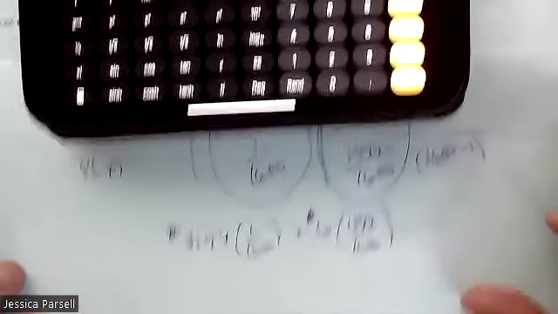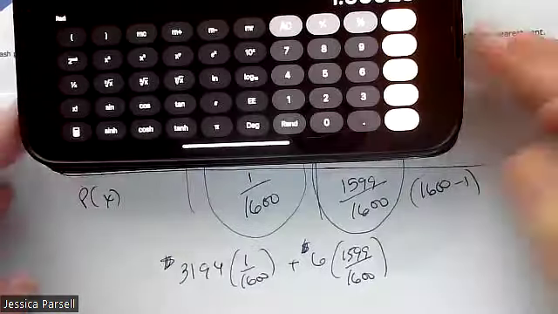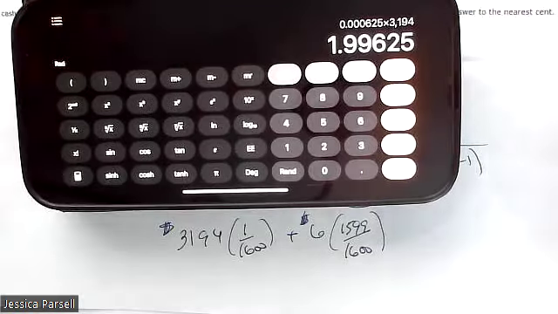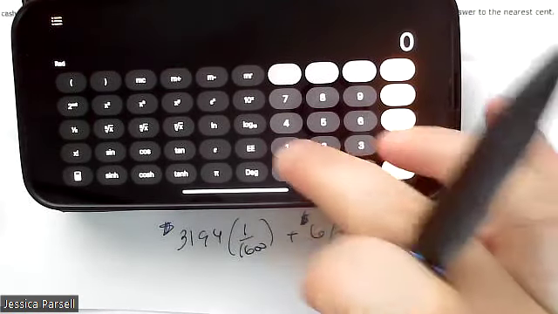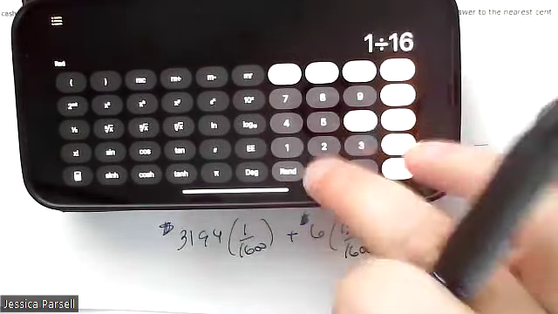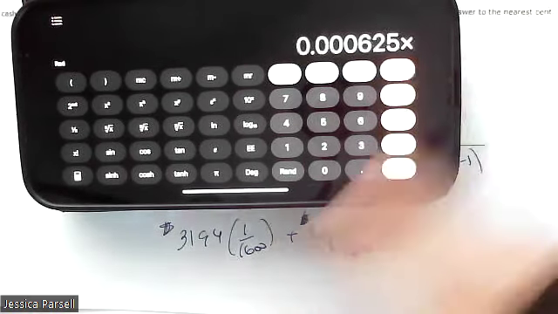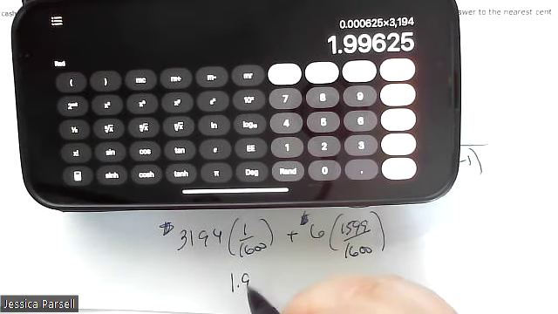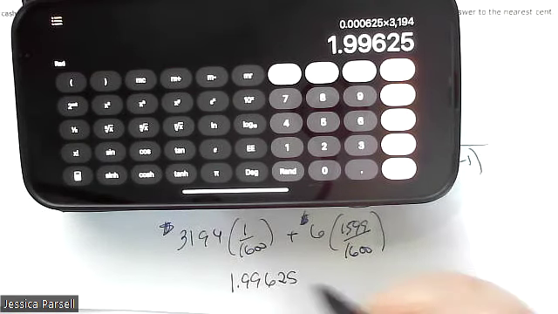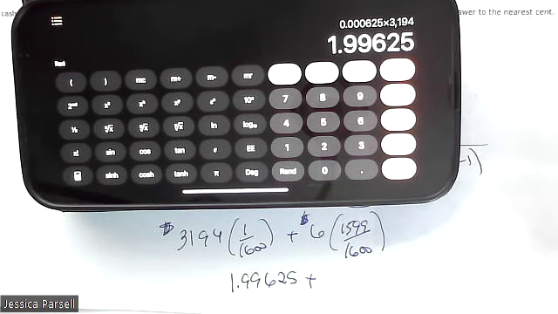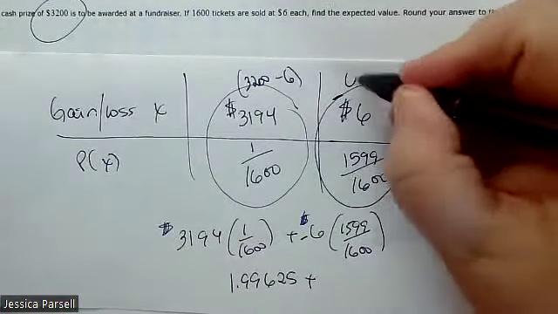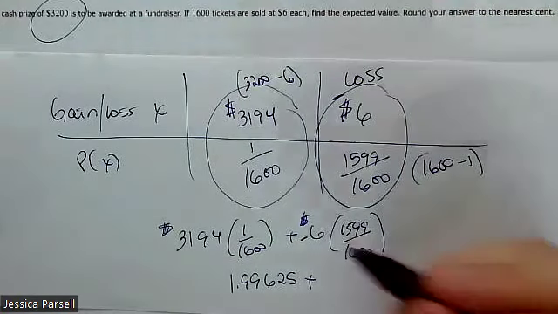Okay, oopsie, it'd be helpful if you could see that probably. So let's see if I can make that happen. There we go. So I'll do that again. I did 1 divided by 1,600, got a decimal and multiplied that times the winnings 3,194. So that gives me 1.99625. We're going to add that too. Now this $6, keep in mind, is negative. All right. So I'm going to go back up here and just make sure we know that this is our loss. This is what we're going to lose, $6. So it's really negative.